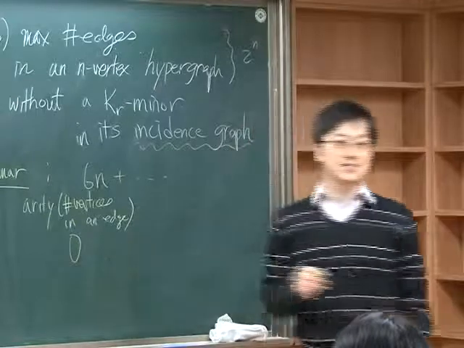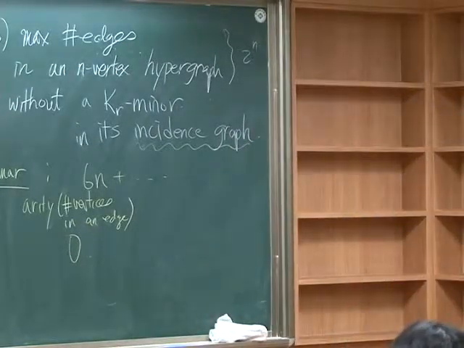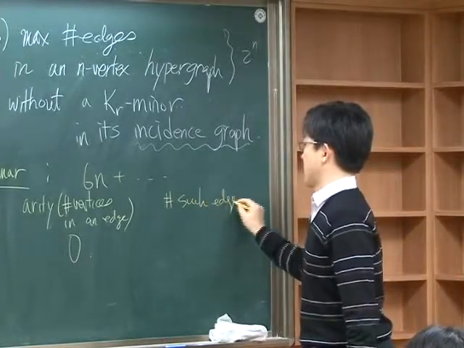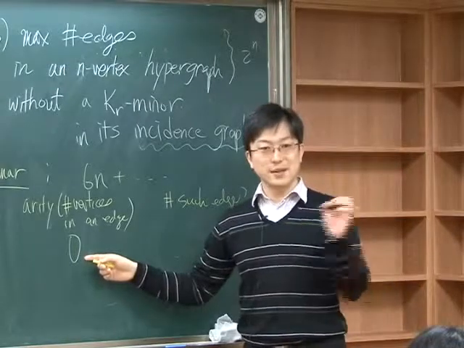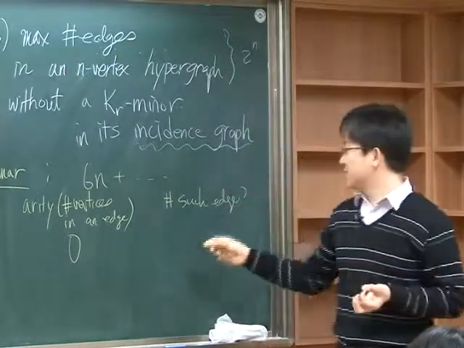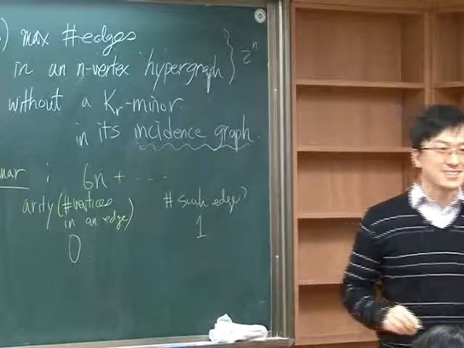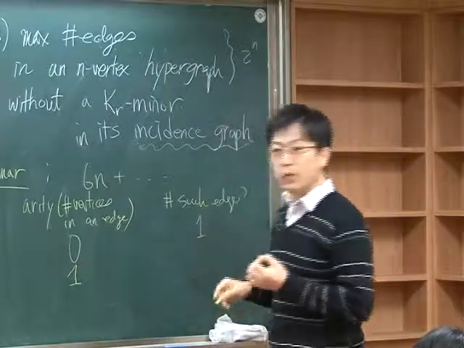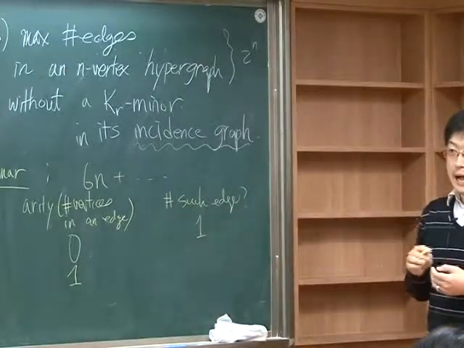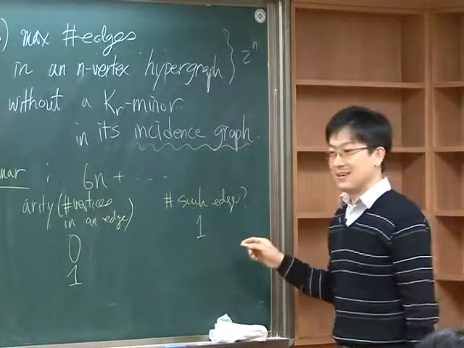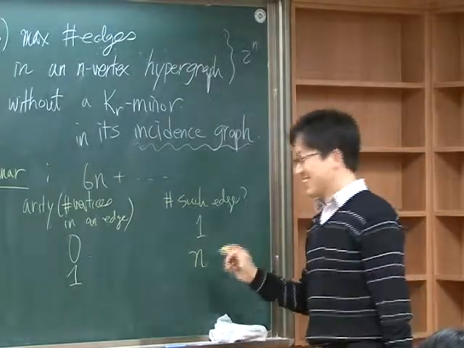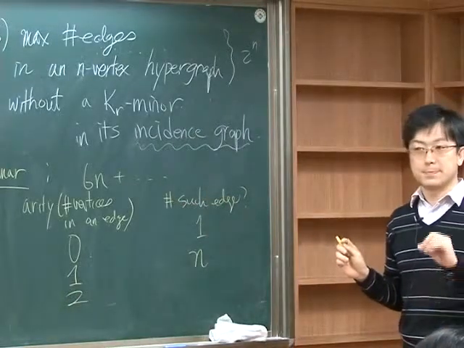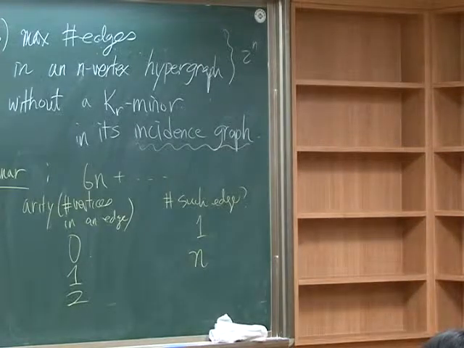So how many edges have 0 vertices? Yes, the empty set can be an edge, so there is only one possible edge which has 0 vertices in it. How many edges can have one vertex? n, right? How many edges can have 2 vertices? Well, that's the same as this, right?